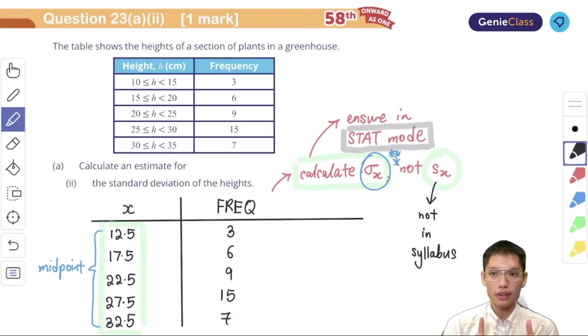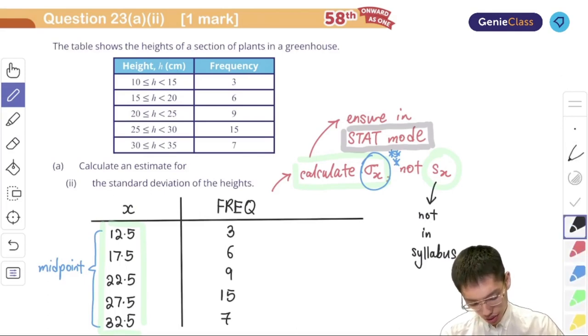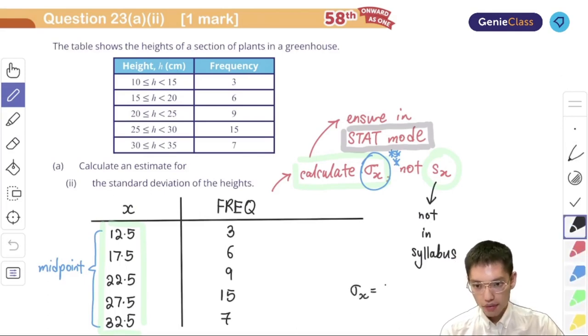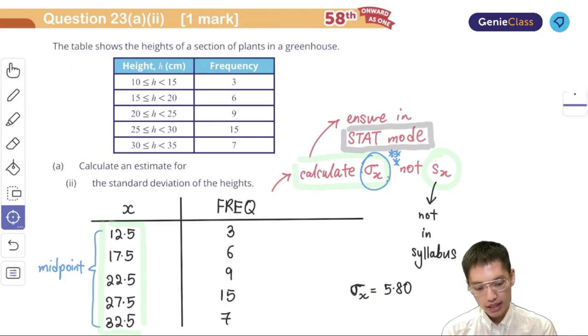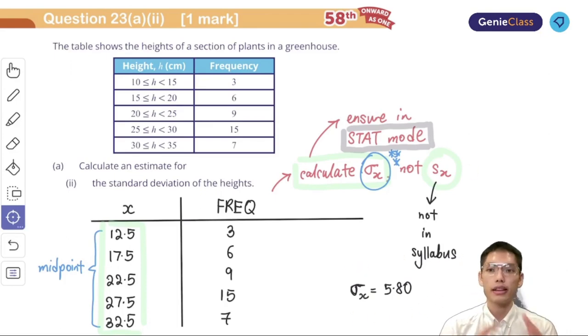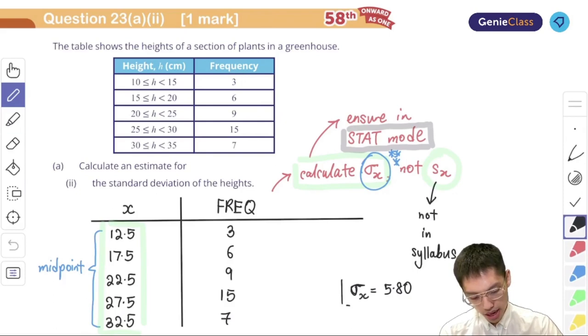Key thing over here: when you calculate, the answer you should get, if you're wondering, is 5.80. Sometimes if you calculate sx, you may get the same answer, but that is just a coincidence. Depending on how many samples you have, they will be distinctively different. So always remember, find sigma x.